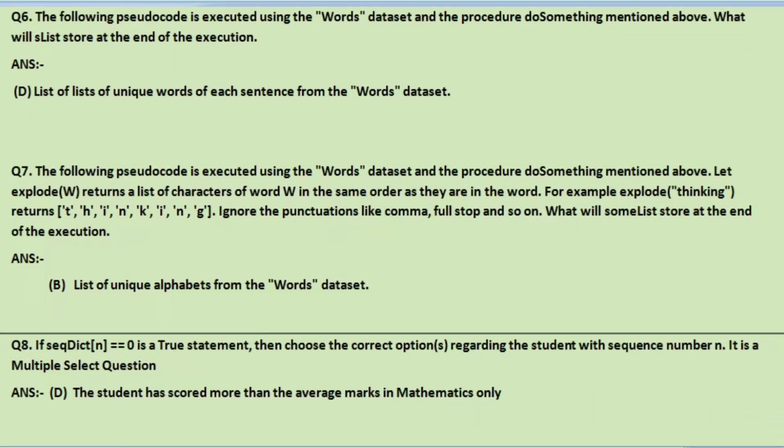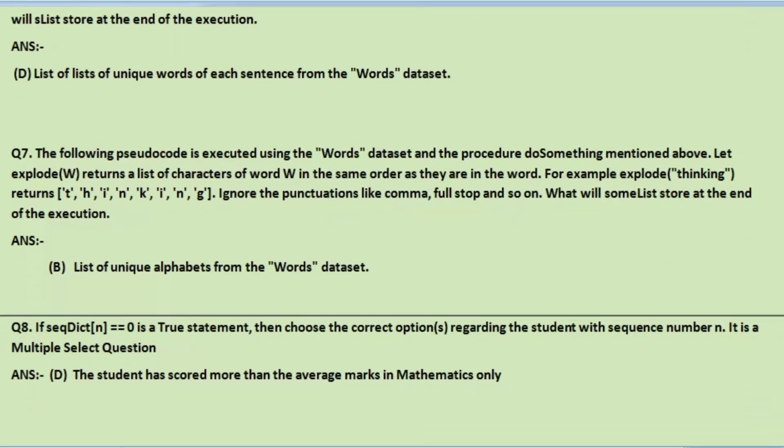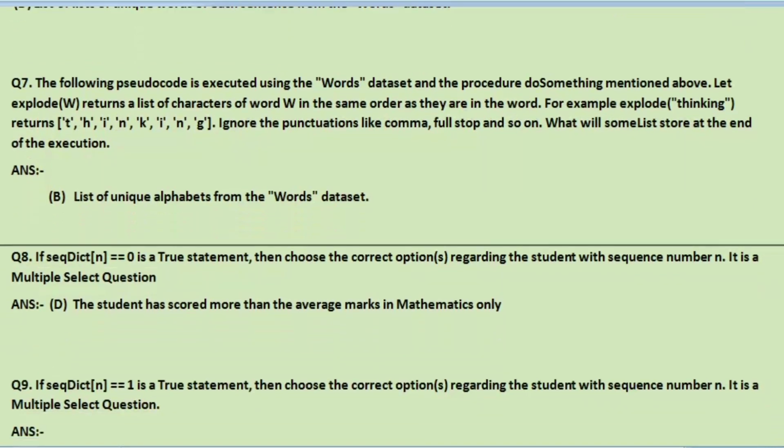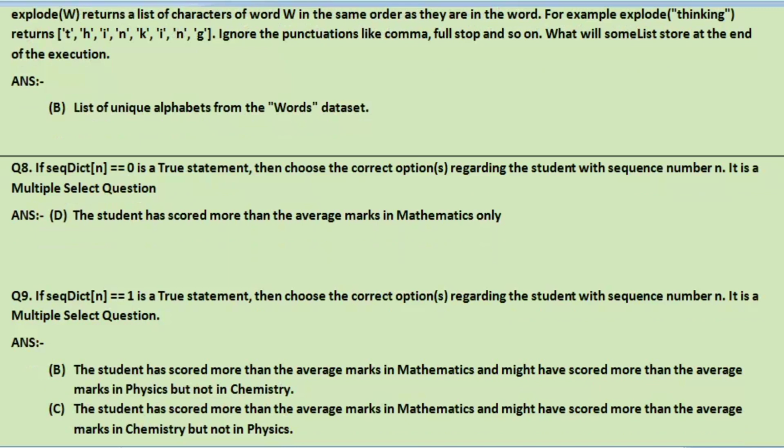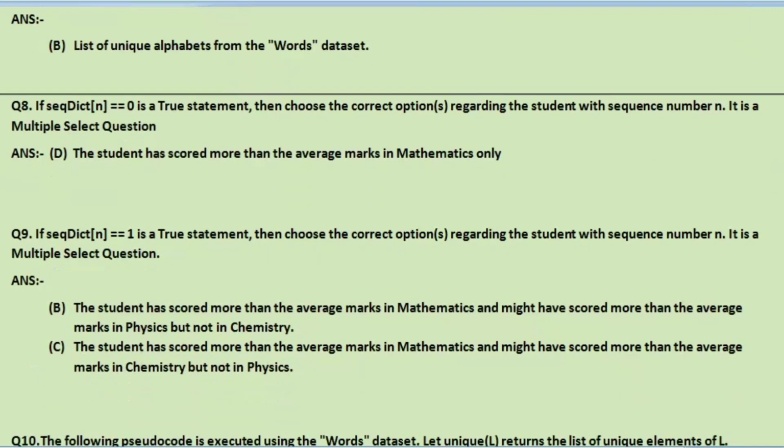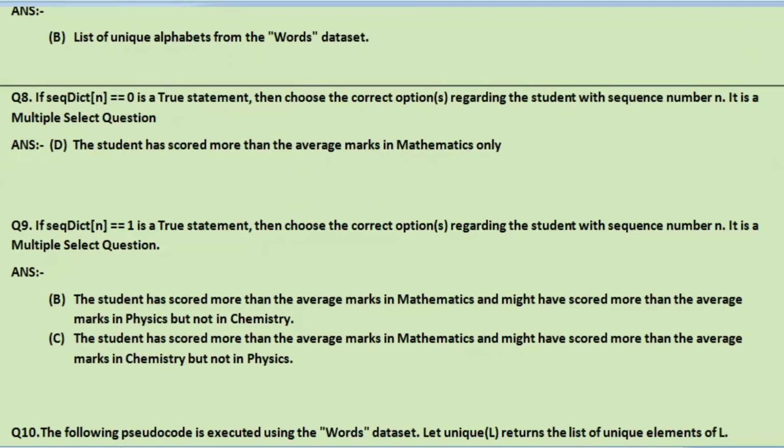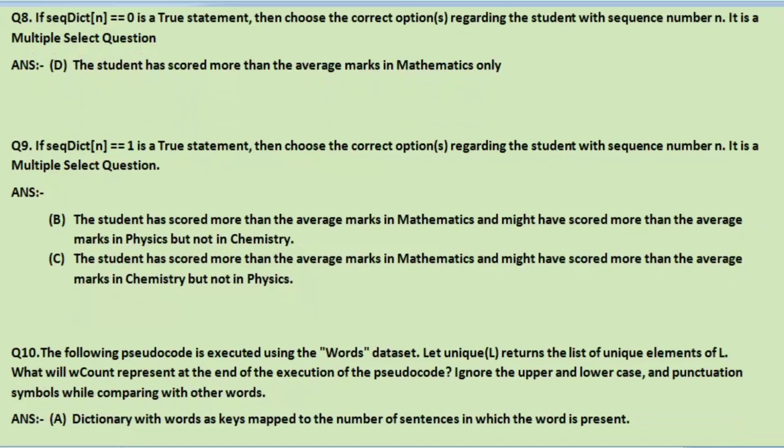Question 8 is, but prior to question 8 and 9, some statements were given in which scores dataset was taken under consideration, and MPC was the list of sequence numbers of students who have scored more than average in maths, physics, and chemistry respectively. So in question 8, sequence dict square bracket n equals 0 is a true statement, and we have to choose the correct option. So our correct option will be D, which states that the student has scored more than average marks in maths only.